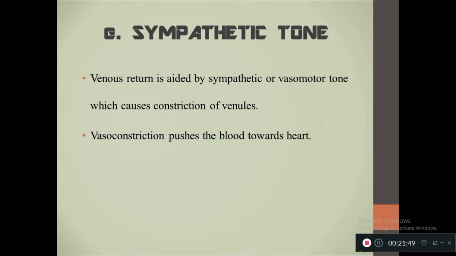Next one is sympathetic tone. Venous return is aided by sympathetic or vasomotor tone, which causes constriction of venules. So when the sympathetic tone increases, automatically the venous return also increases. So sympathetic tone is directly proportional to the venous return.